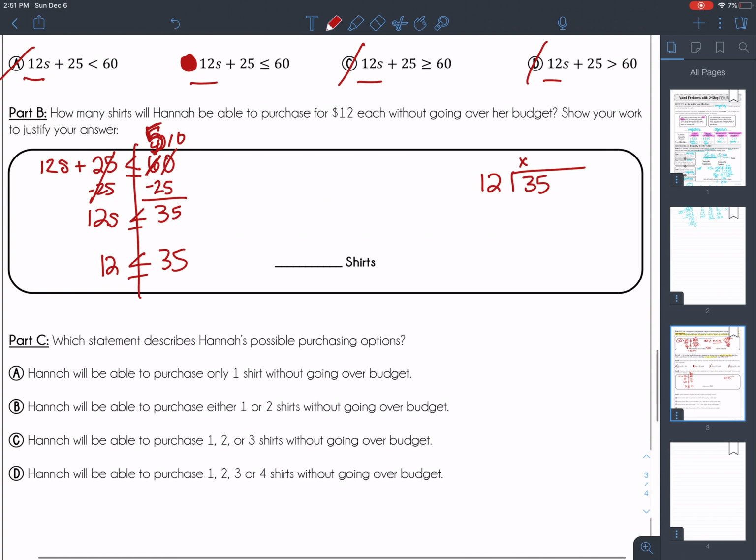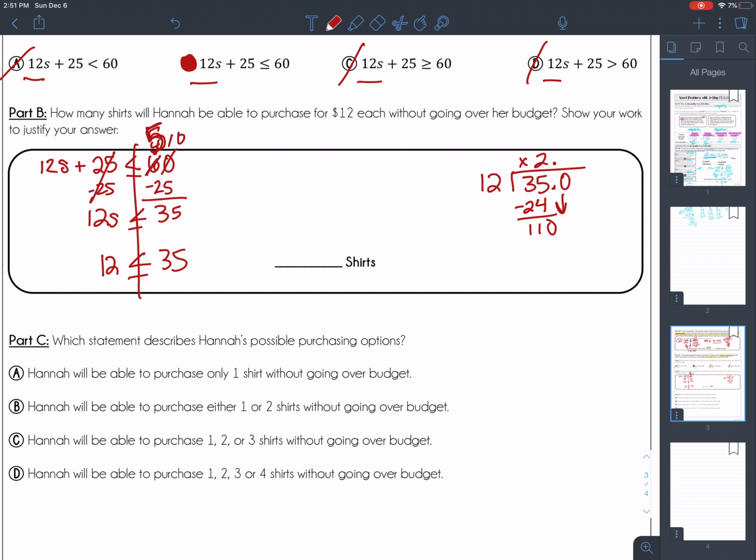12 cannot go into 3. It can go into 35 still 2 times. 12 times 2 is 24. And that leaves us with a remainder of 11. And now we need to include our decimal. So we're going to bring down the 0. Now 12 can go into 110. That we might not know off the top of our heads.